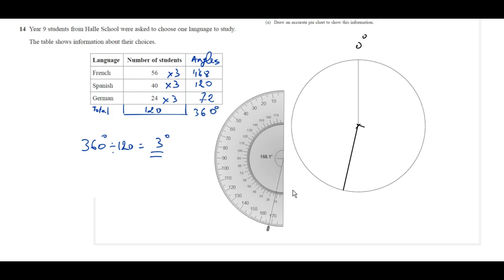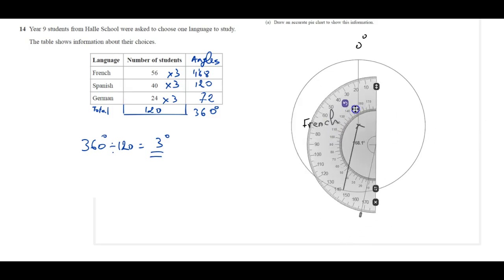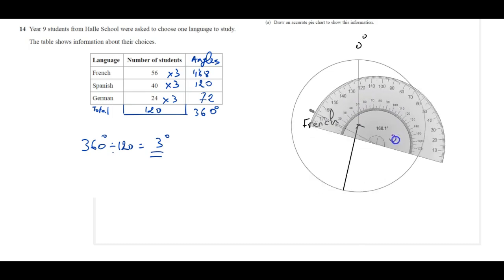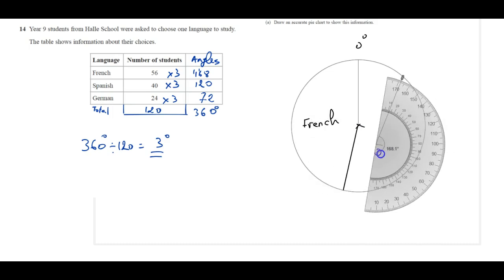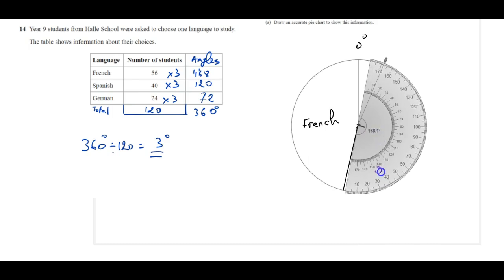Okay. Right, now next angle. So let's first label our sector. Right, we need to label, which is French now. This one here, French. Next one is the Spanish. We'll do the Spanish. So I'm gonna go in anti-clockwise. It doesn't matter how you do it. We could do it the other way around. It's up to you. So I'm gonna place my protractor again.